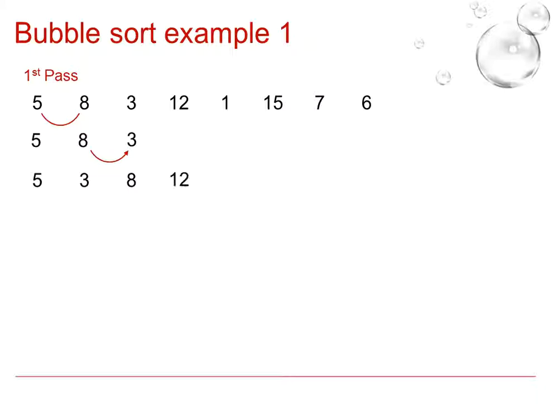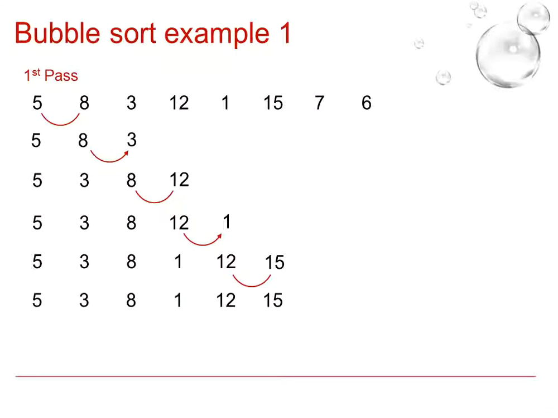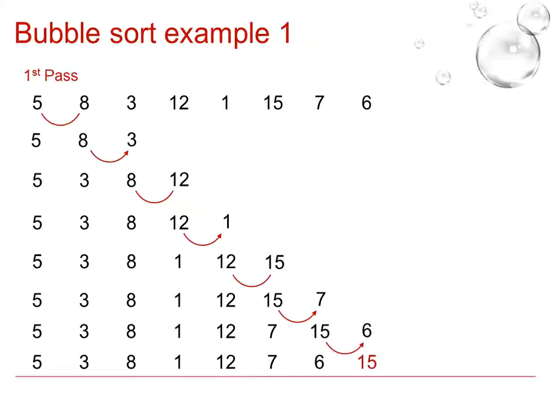Now we compare 8 with 12. We don't need to swap. Then we compare 12 with 1 and we would need to swap because 1 is smaller than 12. So there's a swap. Now we compare 12 with 15 and we don't need to swap. Then we compare 15 with 7 and we would need to swap. And finally we compare 15 with 6 and we would need to swap there. So that's what the first pass through the numbers would achieve.